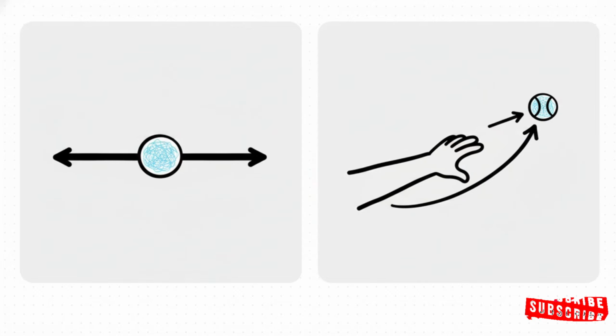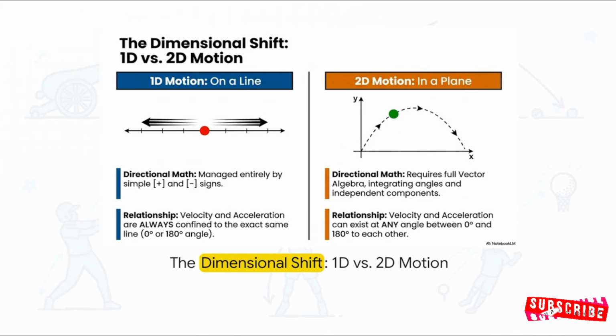Now you're moving in a plane, horizontally and vertically at the exact same time, and that requires vector algebra and angles. And this shift perfectly highlights why 2D motion gets a bit trickier. In 1D motion, your velocity and your acceleration are essentially locked together on that exact same straight line. They're either pointing together or fighting directly against each other. But the moment you toss that ball into the second dimension, boom, velocity and acceleration break free from each other. They can suddenly exist at any angle, anywhere from 0 to 180 degrees apart.